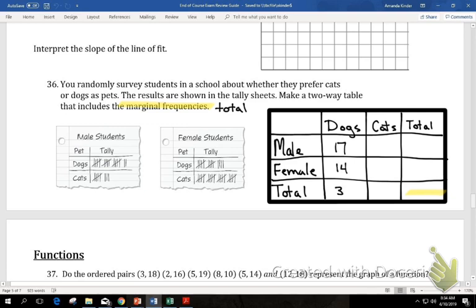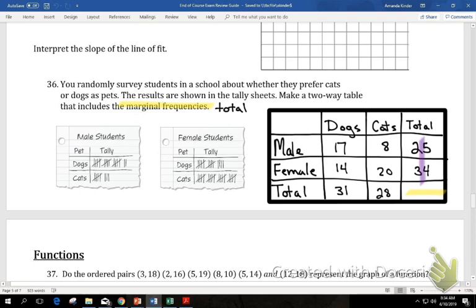How many males own a dog? 17. How many females? 14. How many total? 31. How many males own a cat? 8. Females? 20. Total, 20. All right, so now let's total across. How many males own a pet, period? 25. And how many females? 34.